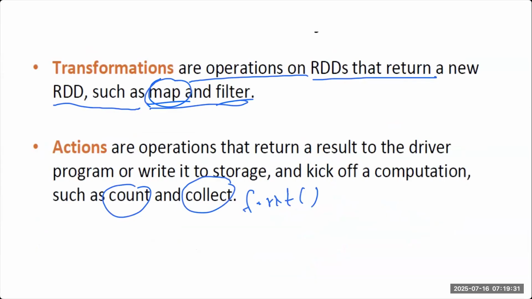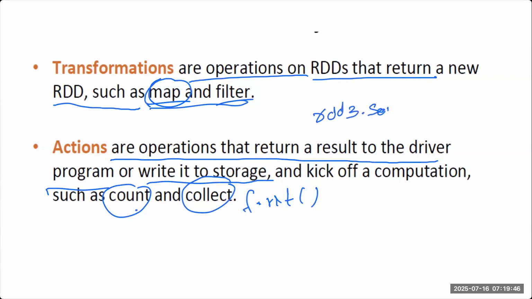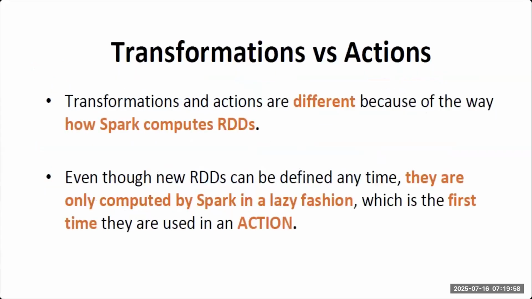And what will an action do? An action is an operation that returns a result to the driver program or writes to storage. Let's suppose when I did the count, it's sent to the driver. Or let's suppose my final RDD is RDD3. I can save it, using saveAsTextFile, and then I will give the location where I want to save. We'll see how to save and all those things in the RDD.